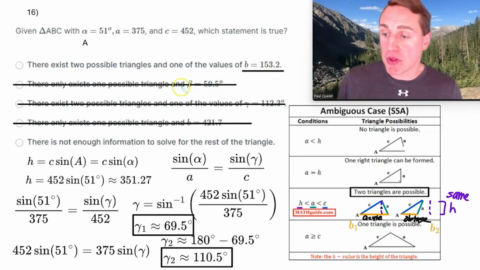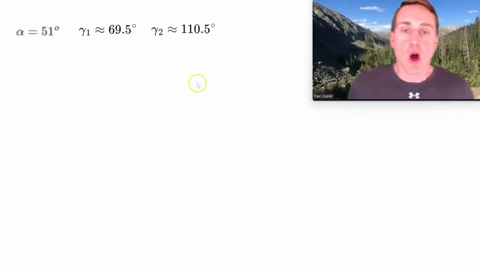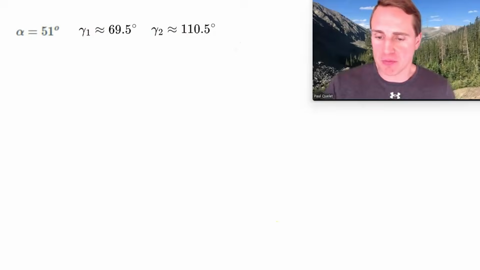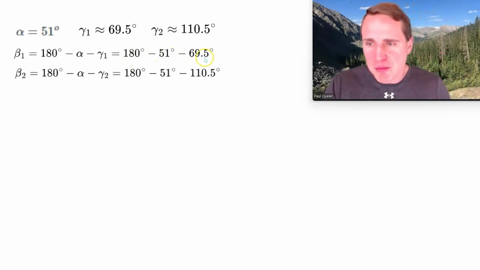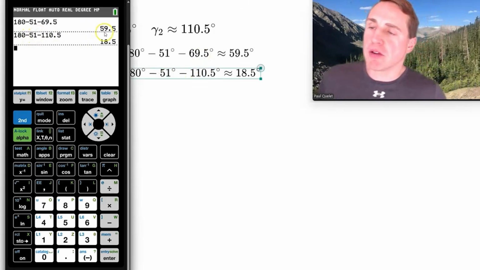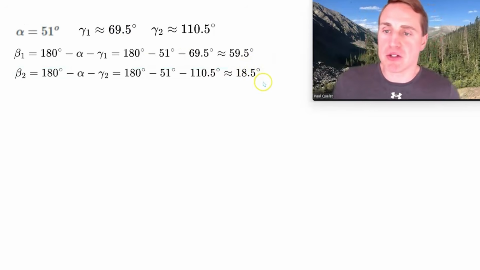Let's go ahead and finish the calculation with the law of sines using the fact that we're going to get two values of beta, which is the angle across from B, and thus we can calculate B. Okay, so with these values written down, we're going to need to subtract from 180 degrees alpha and gamma 1 to get beta 1, and then alpha and gamma 2 to get beta 2. Let's put the numbers in for each of these betas. So we have 180 minus 51 degrees minus 69.5 degrees, and then 180 minus 51 degrees minus 110.5 degrees. From those two calculations, we get 59.5 and 18.5. So those are our two values of beta, beta 1 and beta 2 respectively.